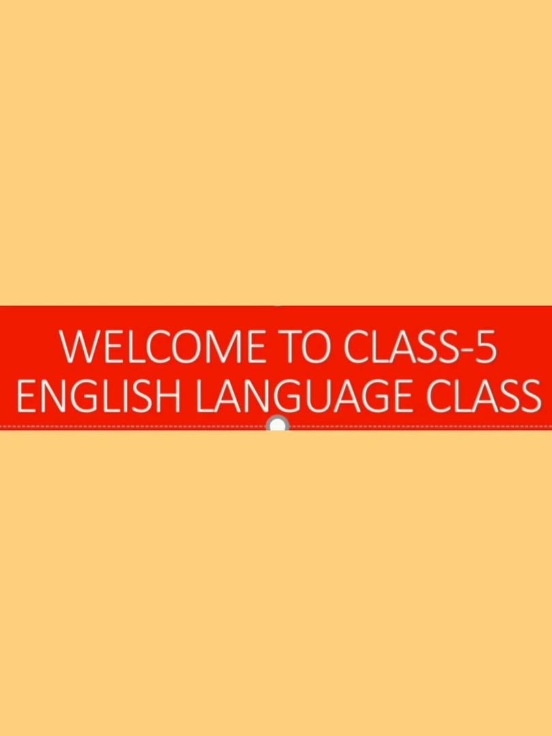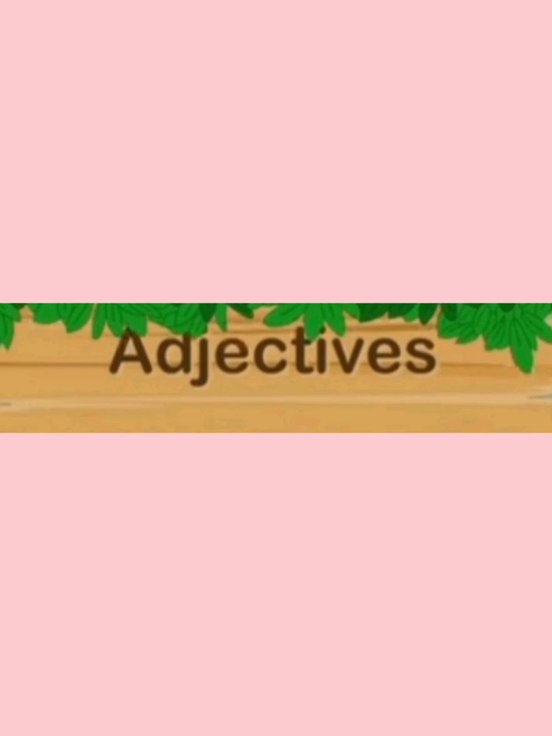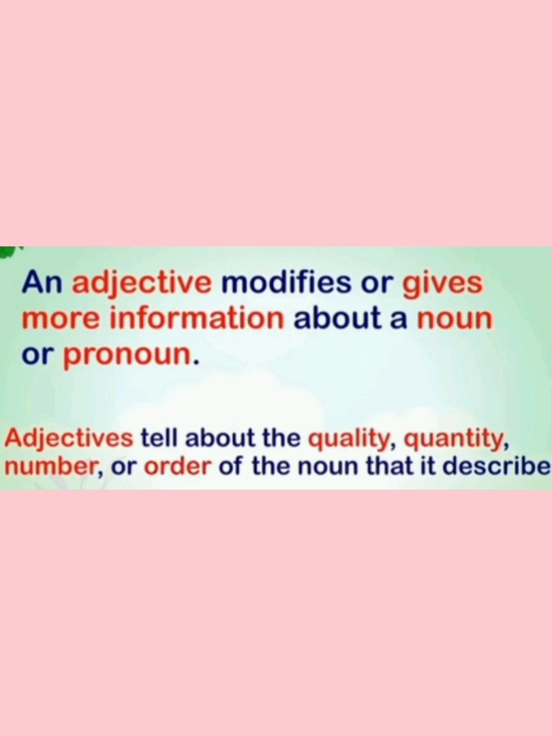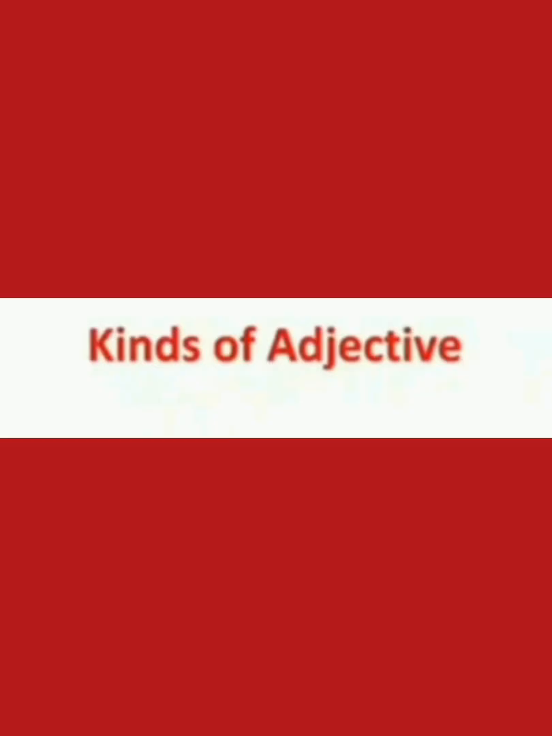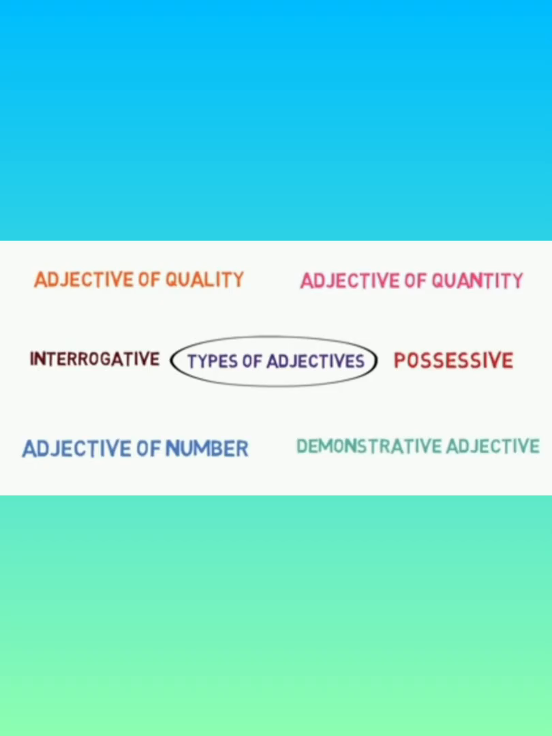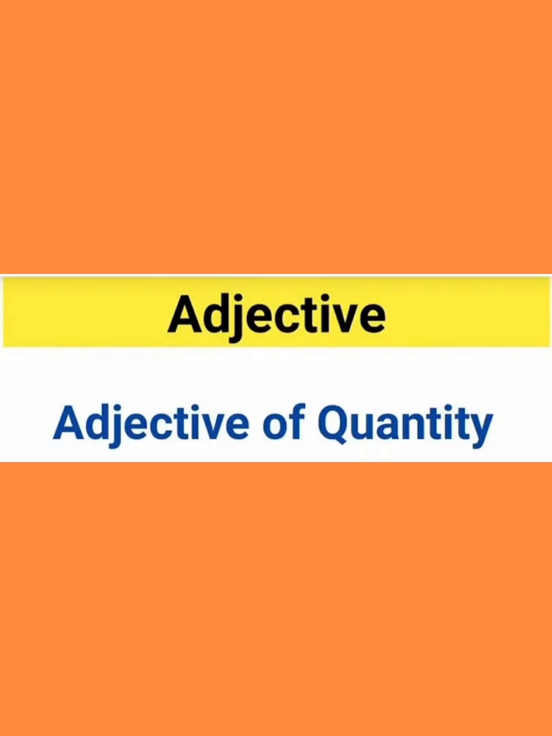We are doing the topic adjectives. We all know now what an adjective is. An adjective modifies or gives more information about a noun or pronoun. They are the describing words. Then we started with the kinds of adjectives. There are mainly 6 kinds of adjectives. The first one we have already done, that is adjective of quality. This is video number 3. And today we will start the second kind of adjective, that is adjective of quantity.